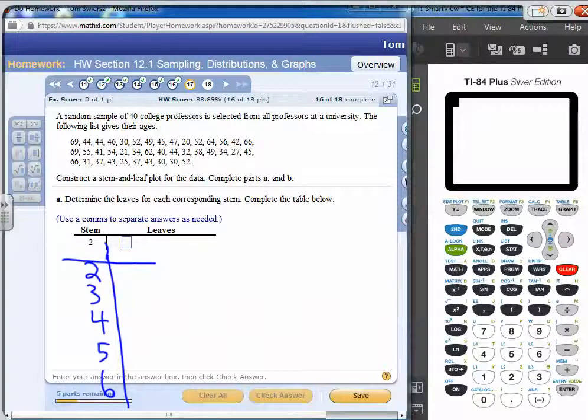So for example, the first age is 69, so we would put a 9 following the 6, representing 69. 44, we would have a 4 next to the 4. Another 44, we separate by commas. 46, we'd have a 6. 30, we'd have a 0 next to the 3.